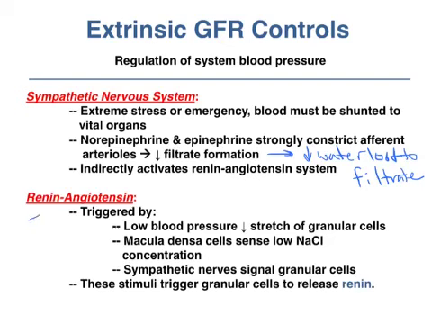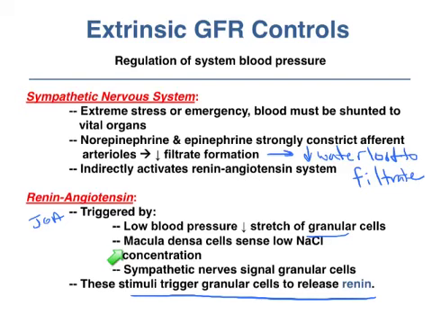This again involves the JGA, because remember the granular cells of the JGA produce renin. And these guys detect low blood pressure. Low blood pressure decreases stretch of the granular cells, which triggers the granular cells to release renin. Now there's actually 3 triggers for renin release. The granular cells, this low blood pressure detected by the granular cells is one. The Macula Densa cells detecting a low sodium chloride concentration is another.